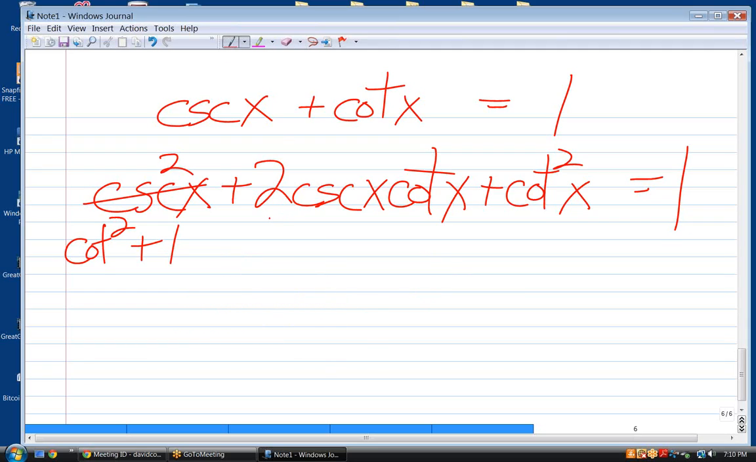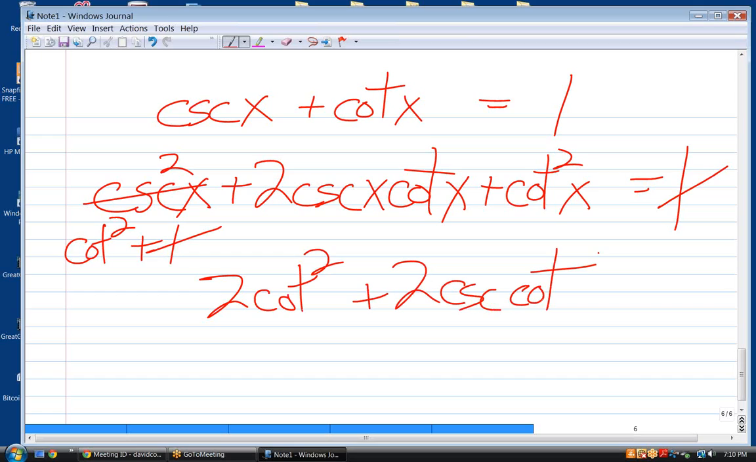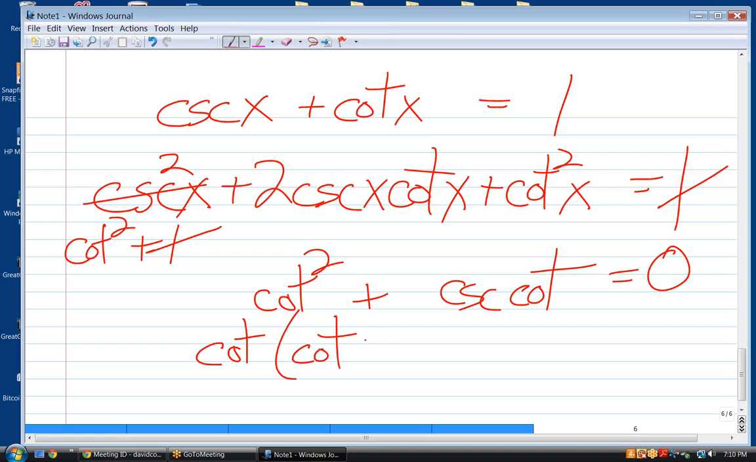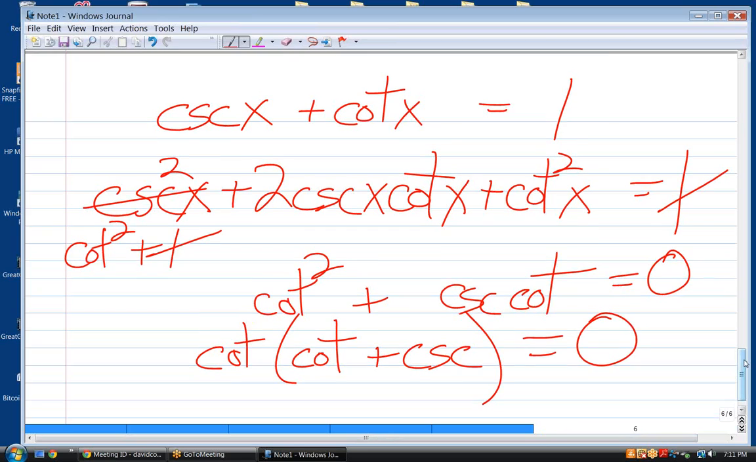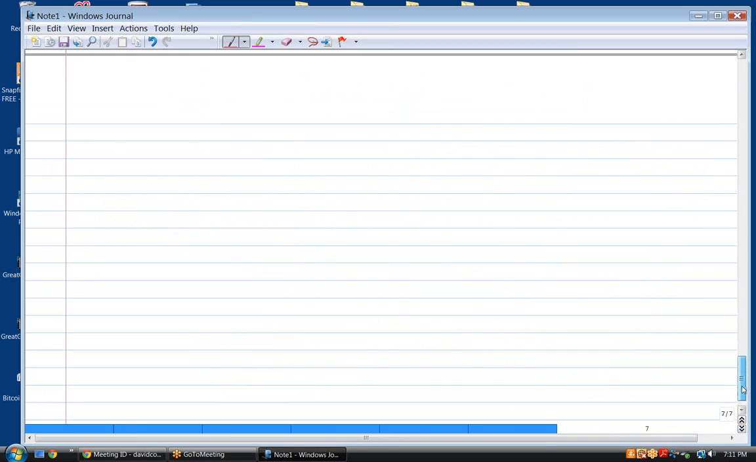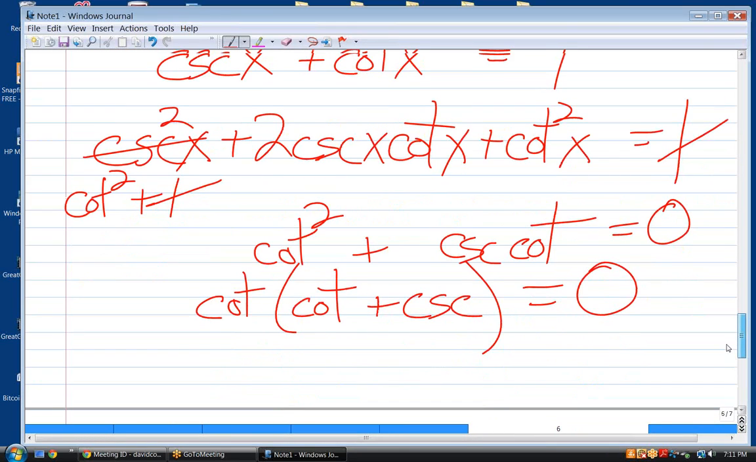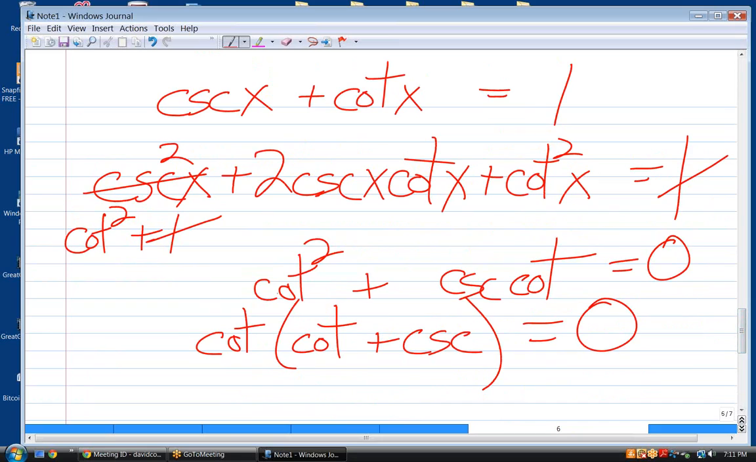Now the 1 goes away, and I have 2 cotangent squared plus 2 cosecant cotangent equals 0. Divide both sides by 2. Factor out a cotangent. We're not much closer to our... Oh, yes, we are.